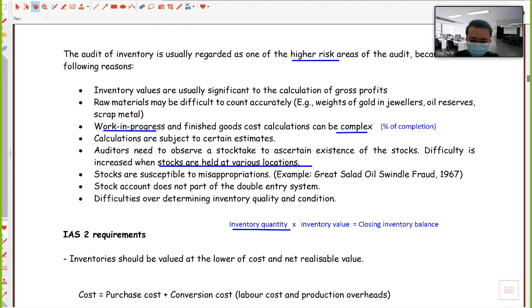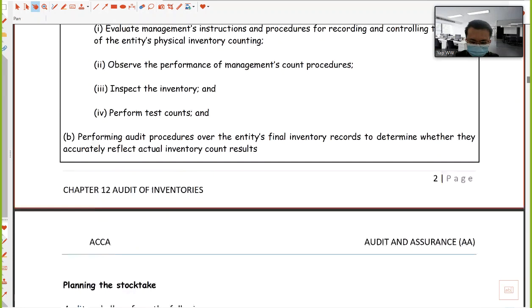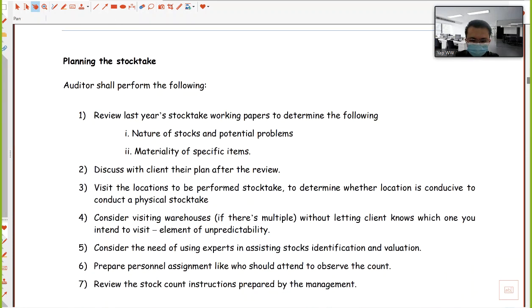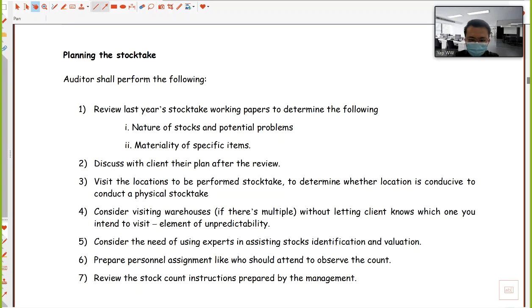Before the stock count, we do planning. So plan for the stock count. The auditor will review last year's stock take working papers to determine any potential problems. You have done the previous year's stock count, you surely know some problems, right? And don't repeat the same mistake. Also look at the materiality for the specific item. Some items may be very material, then you must perform the count for that.